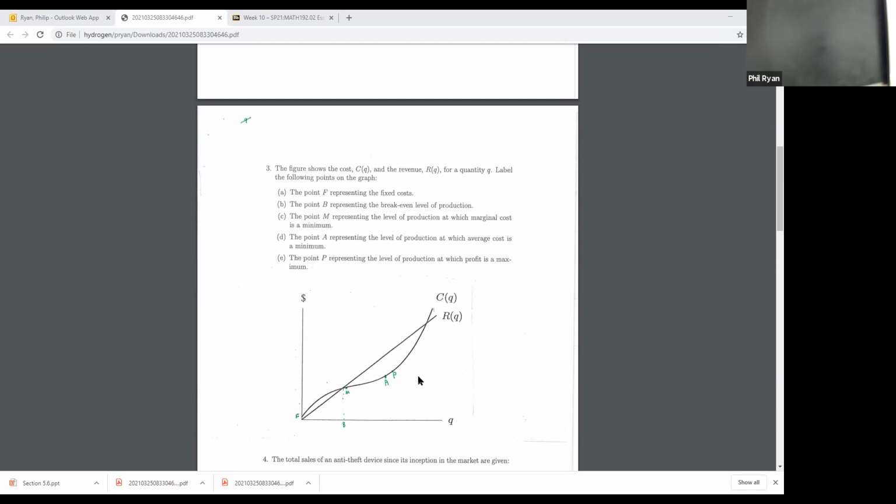The point where the average cost is minimum is the point where you take a ruler and it just touches the curve, and that's that point there. And then finally, where profit is maximized, where is this curve parallel to this curve? And it was there.